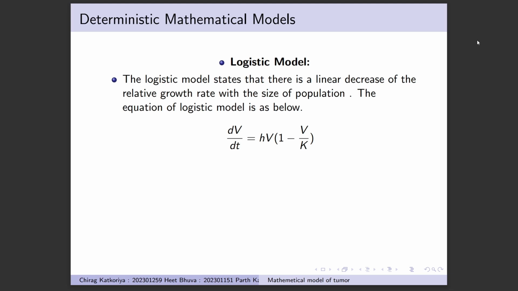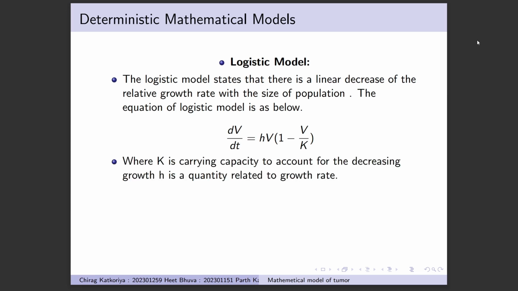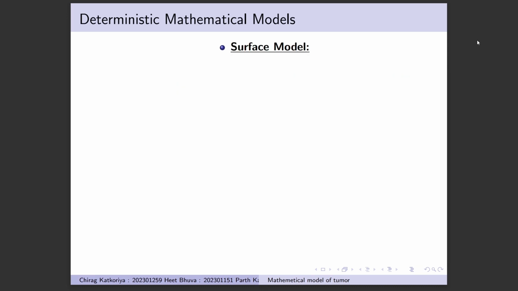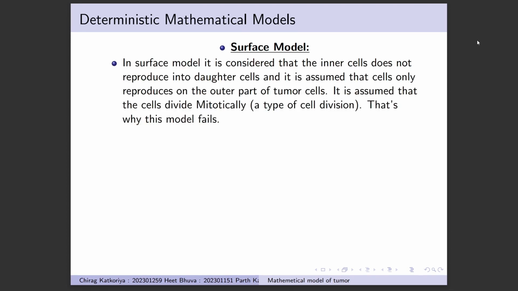As the tumor grows, the rate of growth decreases as it approaches a maximum size k, and when V becomes equal to k, dV/dt becomes 0. So we realize that this is a slightly better model than the previous models we saw. Then there was another model proposed by some scientists, known as the surface model. It mentioned that the parent cell divides into daughter cells, which is known as the process of mitosis.